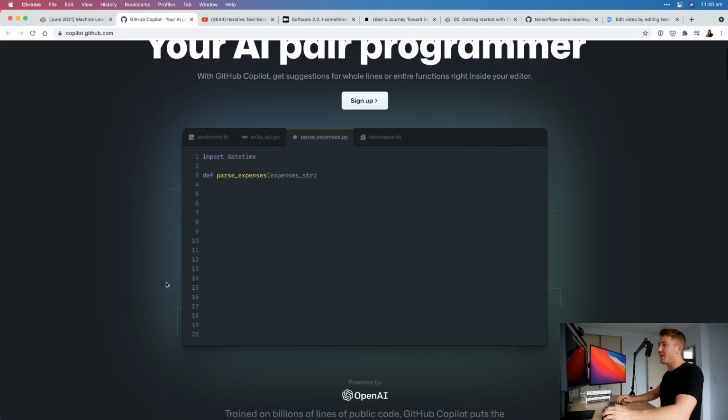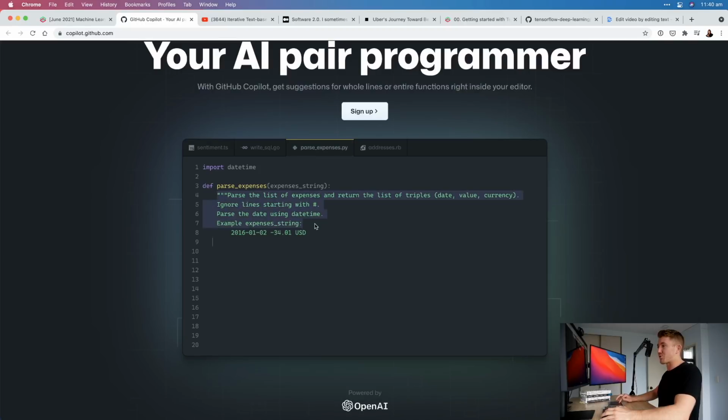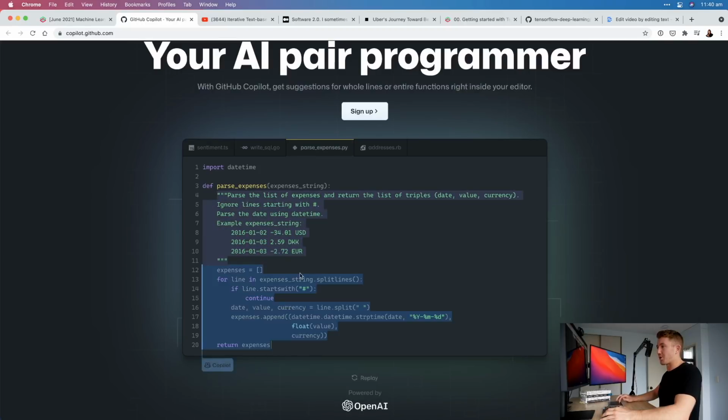No, I don't think so. Let's have a look at this little demo. So what it is, you enter some natural language describing what you'd like the code to do, and then Copilot writes the code for it, this is Python.